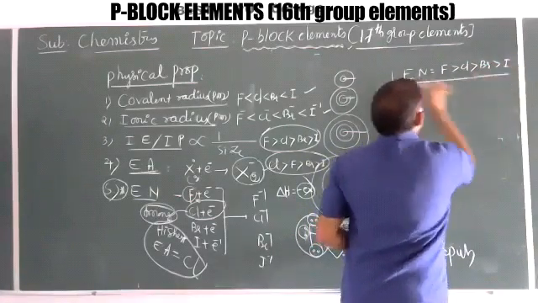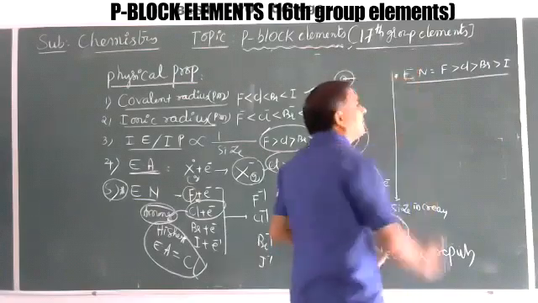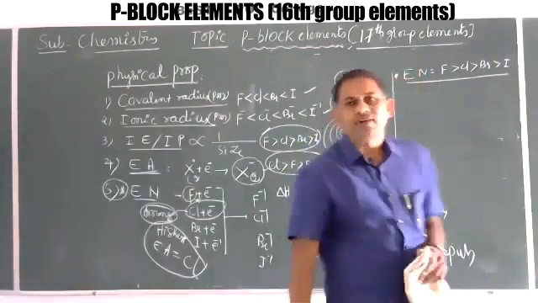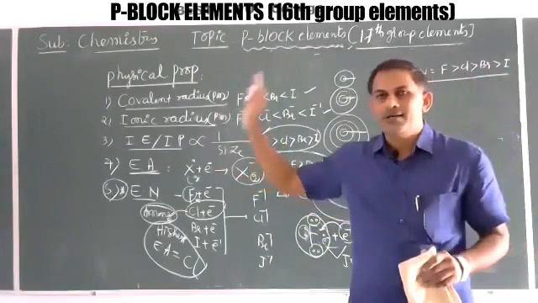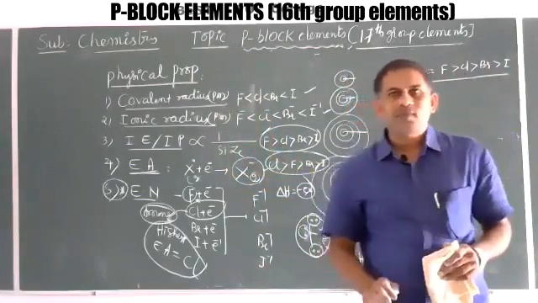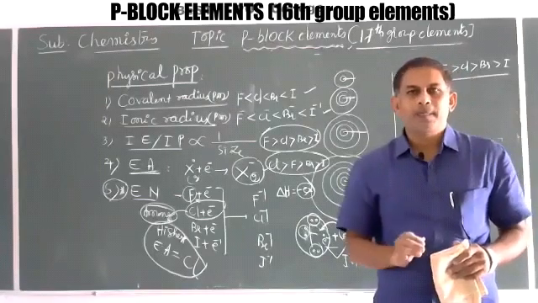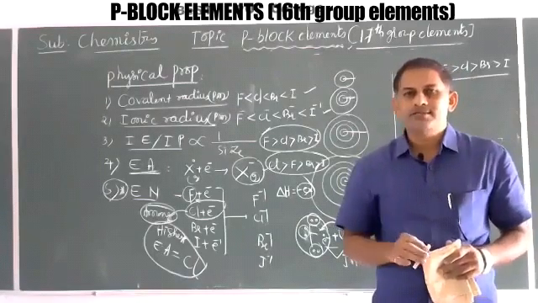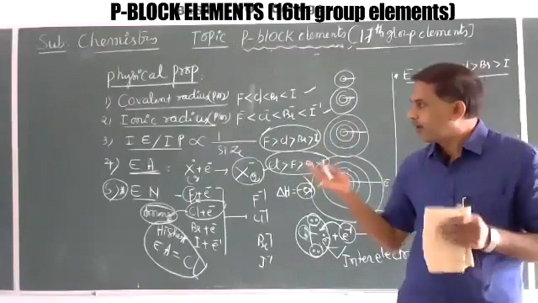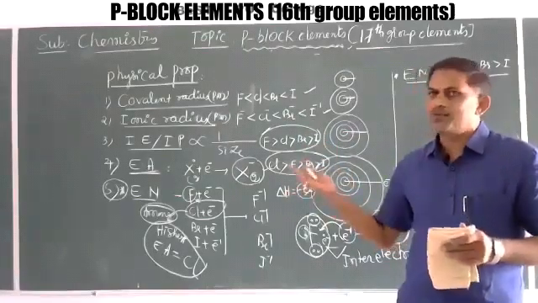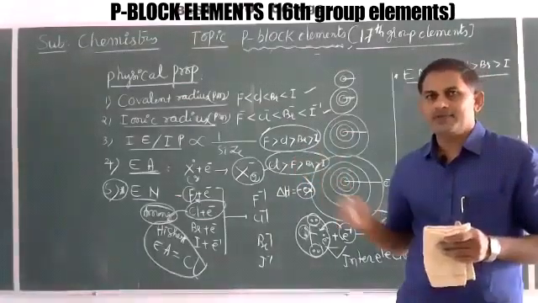These are some important points about 17th group elements. Some more physical properties we'll discuss tomorrow: density, melting and boiling points, and bond dissociation enthalpies between fluorine and fluorine, chlorine and chlorine. Tomorrow we'll discuss all these. Okay?